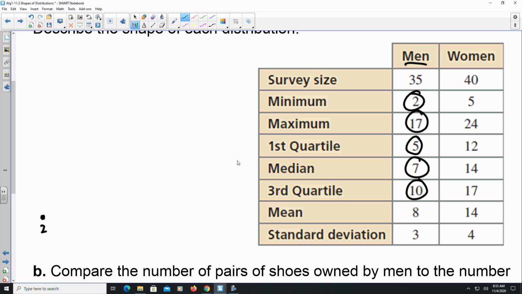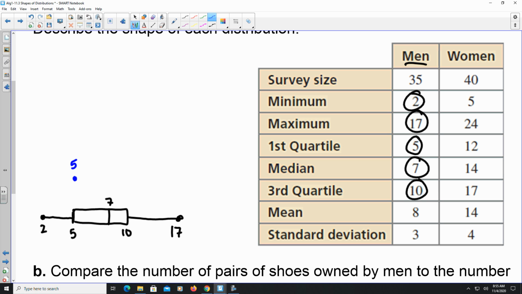My first quartile is 5, so it's right about here. So that's 5. And my third quartile is 10, so I'll just go 10 right here. And then 7 is my median, so I'll go here. And then my max value is 17. I'll go a little bit larger there and say it's 17. Now, for the women, I'll just make it a different color. My minimum was 5, so it's right there.